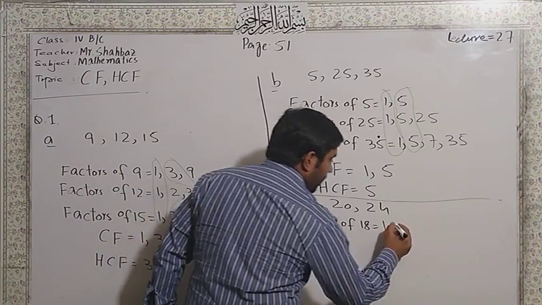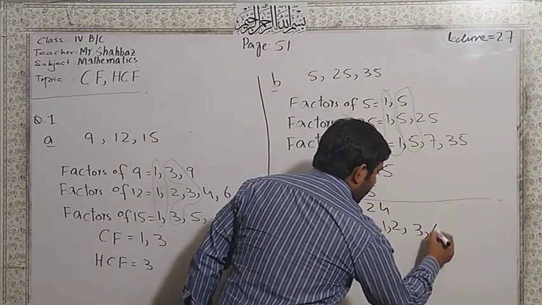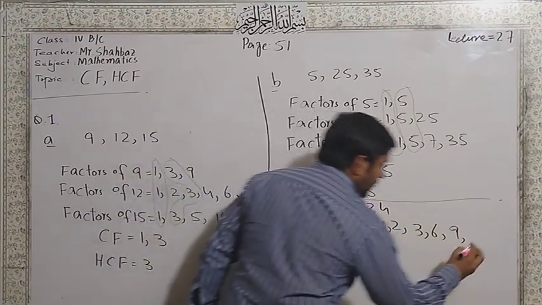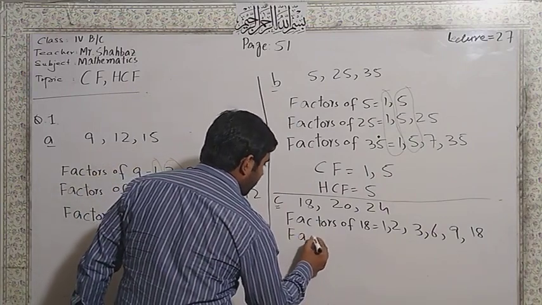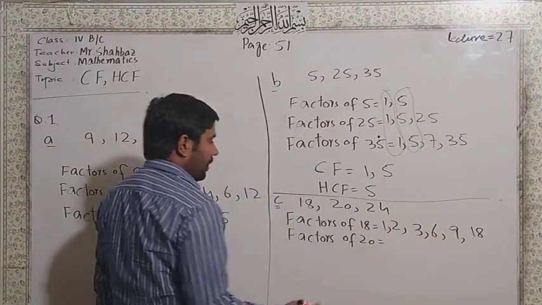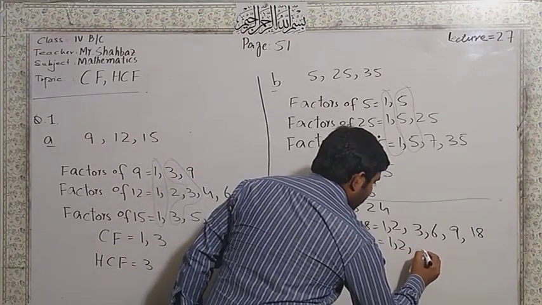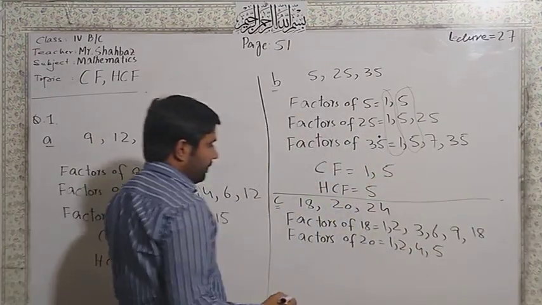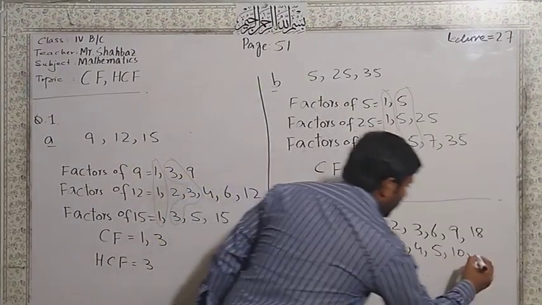1 18 is 18. 2 9s are 18. 3 6 are 18. 6 3s are 18. 9 2s are 18. And 18 1s are 18. Okay. Next we have factors of 20. 1 20s are 20. 2 10s are 20. 4 5s are 20. 5 4s are 20. Then 10 2s are 20. And then 20 1s are 20.